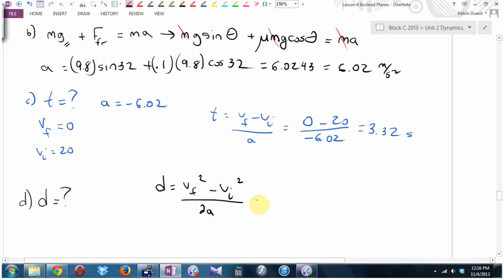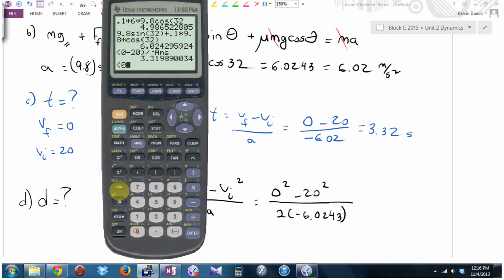Oh, let's plug and chug. 0 squared minus 20 squared all over 2, and I got to put a negative because we're slowing down. Negative 6.0243. I'll use the extra sig figs just so I'm a little more accurate. 0 squared minus 20 squared, all divided by 2 times negative 6.0243.